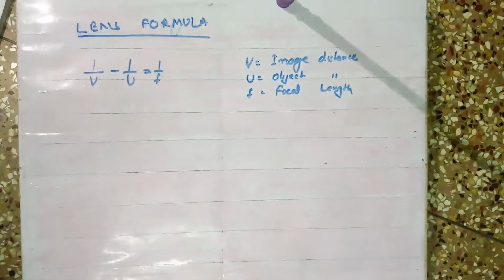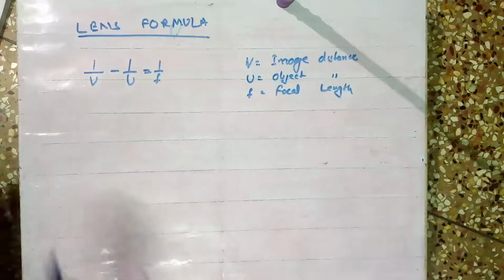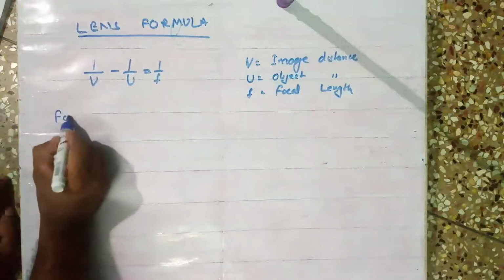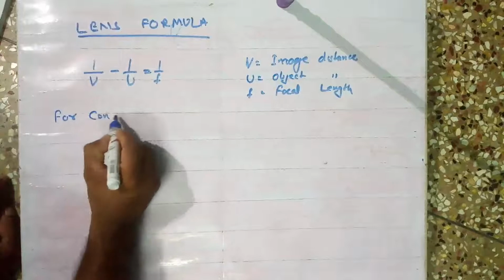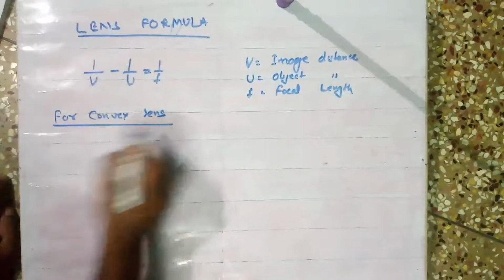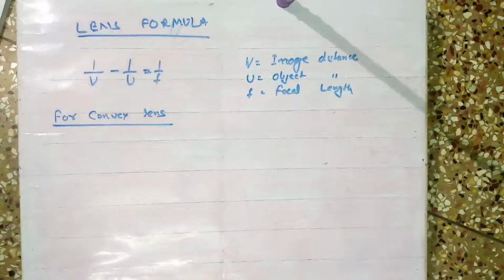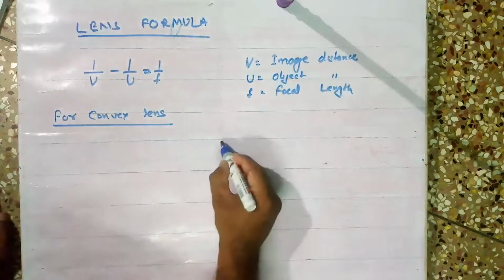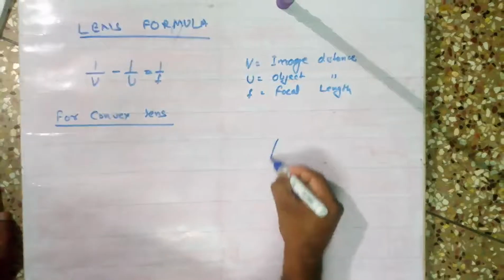We'll derive it for both convex and concave lens. So for convex lens, any diagram you can pick, but I'll take a diagram. Your object can be at any position, not a problem. Clear? So this is a convex lens first.